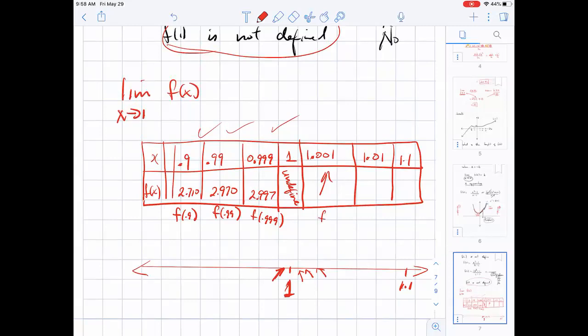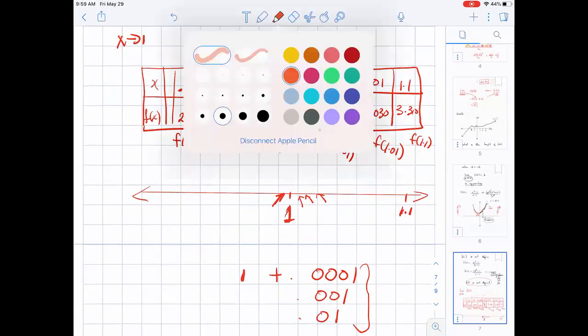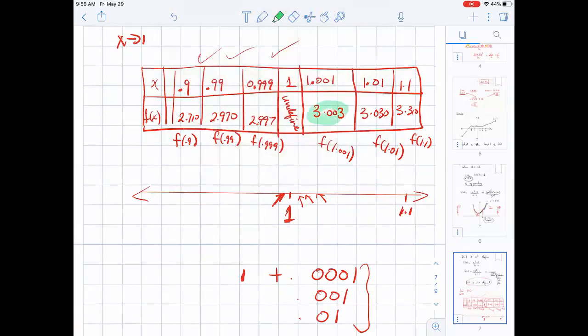What is f of 1.001? Well, f of 1.001, we found out that value. That value is 3.003. What is f of 1.01? If you do it, you'll get 3.030. And f of 1.1 is 3.310. Now, what we want to do, guys, is compare this value and this value here.